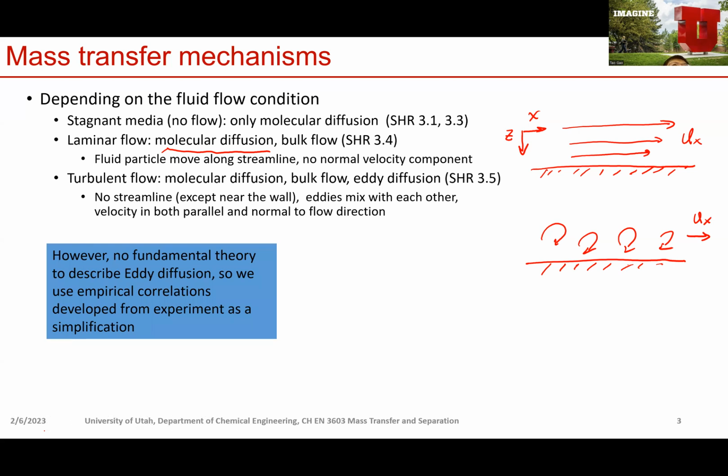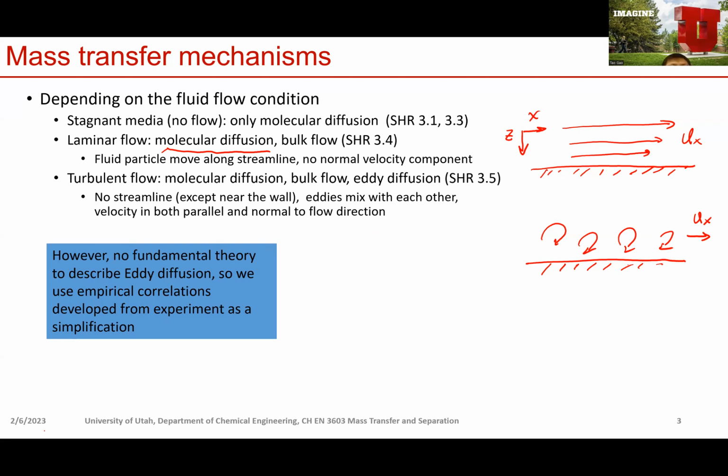So for bulk flow, the convective molar flux can be computed if we know the concentration of the species as well as the velocity of the bulk flow, right? And for the diffusive flux due to molecular diffusion, we can compute the flux if we know the diffusivity and the concentration gradient. There's a theory in which we can write down an explicit equation to compute the flux due to bulk flow and molecular diffusion.